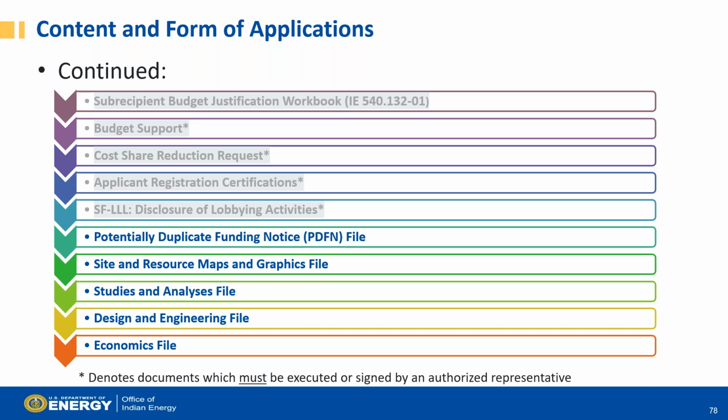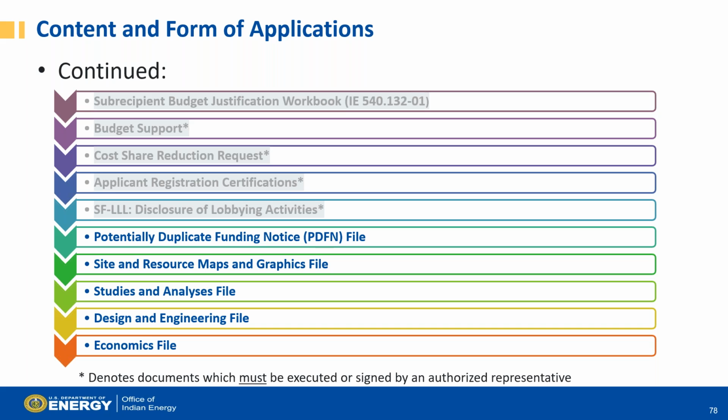Now, if potentially duplicative funding does not apply, the potentially duplicative funding notice is not required, and instead, a file must be submitted stating the applicant or project team member do not have any active awards that potentially overlap with activities proposed in this application, and therefore a potentially duplicative funding notice is not being provided here as an attachment.